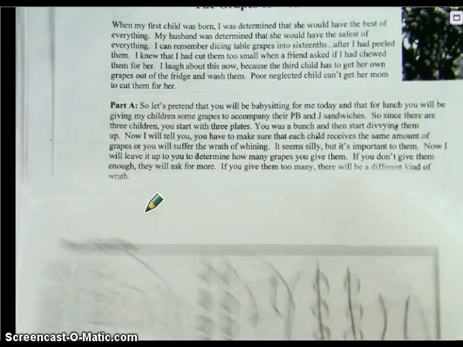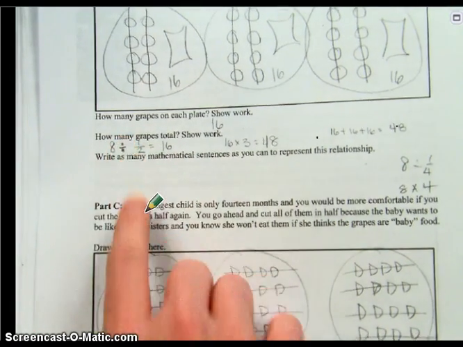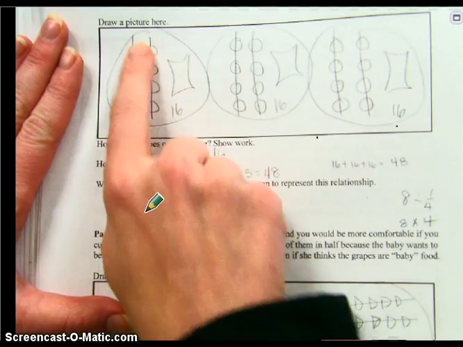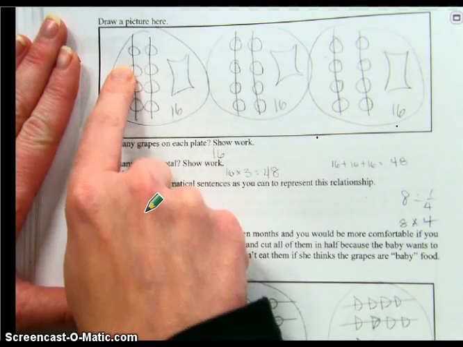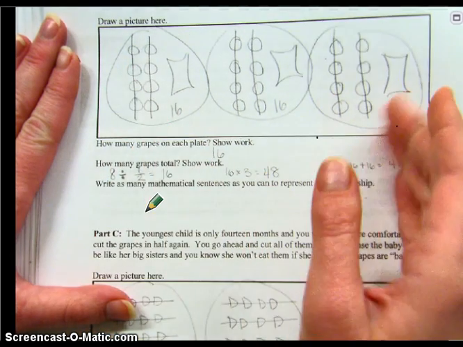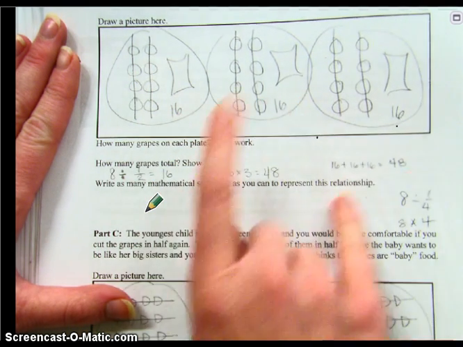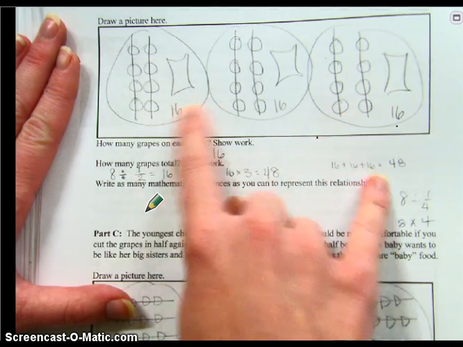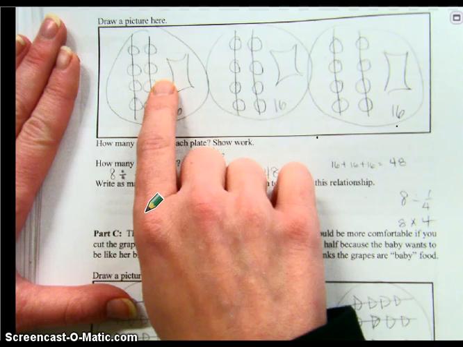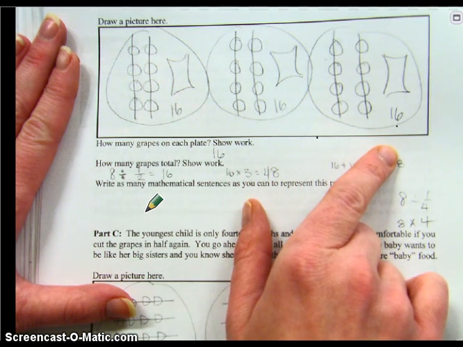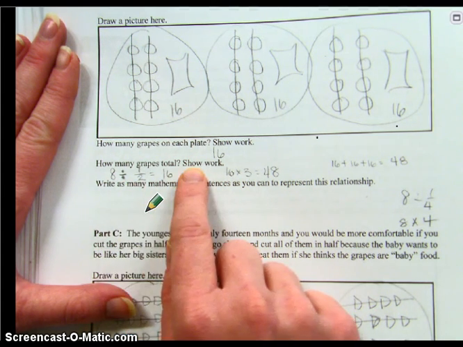On the next page, because you are a conscientious babysitter and you do not want my children choking, you cut them in half. So we have our peanut butter and jelly sandwich, and we have our grapes that we have cut into halves. So now we have 16 grape pieces on each plate. And then we have to show how many we got total. So you could say 16 plus 16 plus 16 is 48. You could say 16 times 3 is 48. You could say 8 divided by 1/2 and then times 3.